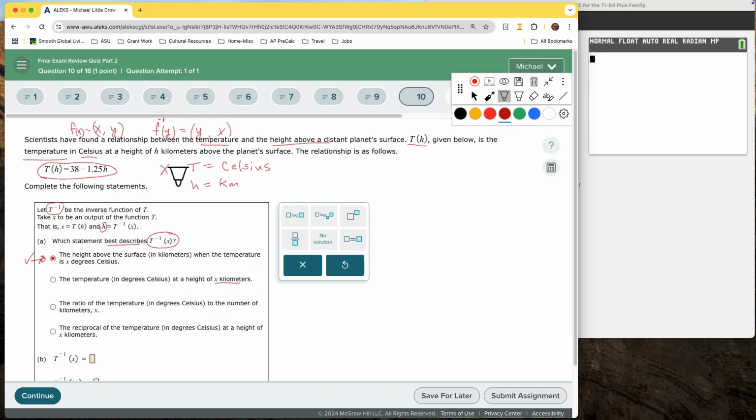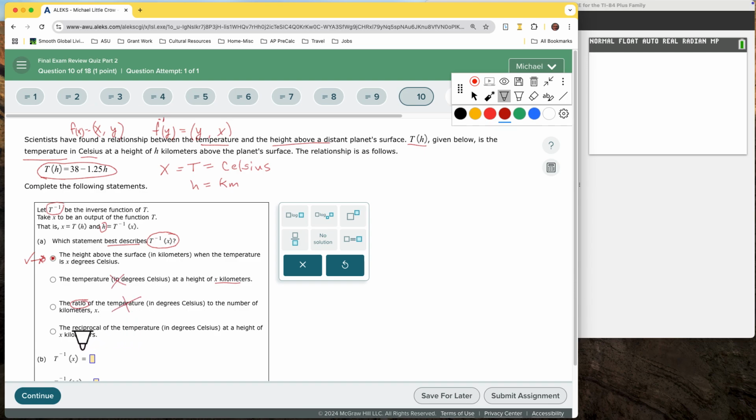That can't be it, because I know X is not kilometers, it's Celsius. So that one I can get out of. The ratio of the temperature in degrees to the number of kilometers. That'd be something like a slope, and we're not talking slope. And they're saying X is kilometers again, so that doesn't make sense.